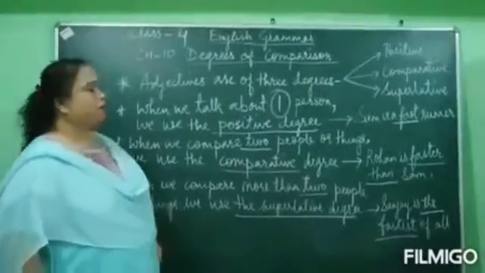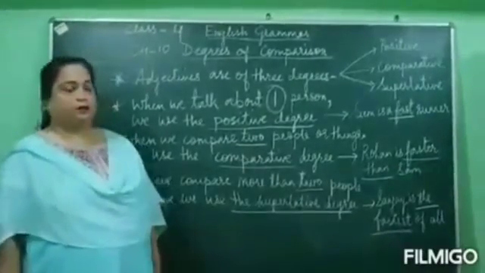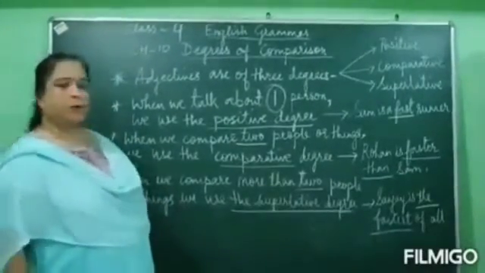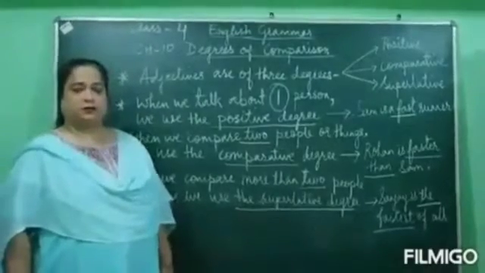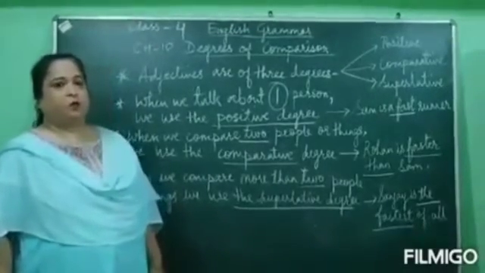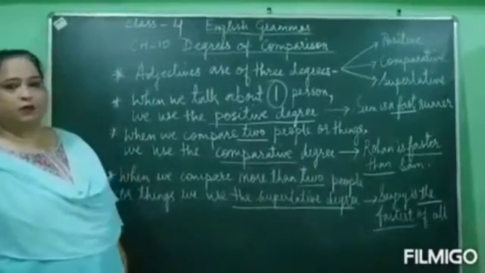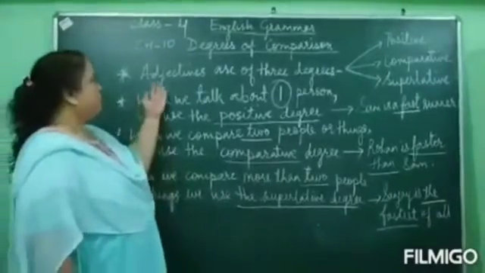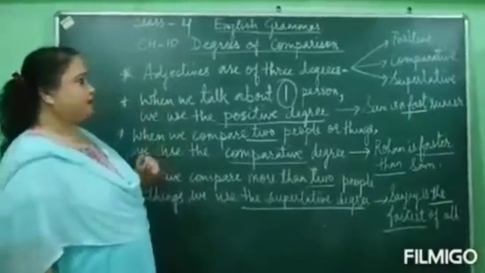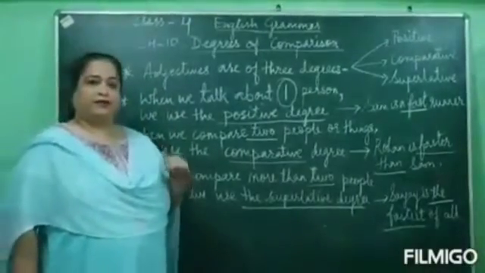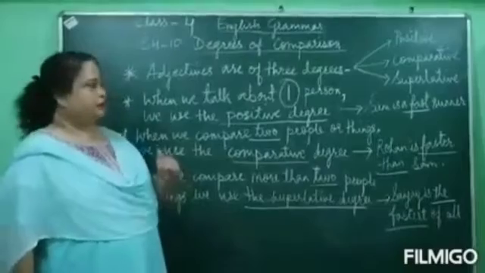Today we will be continuing and learning about the degree of comparison. So in the previous chapter we learned about adjectives and what they mean. Adjectives are words that describe a noun or a pronoun. So let us understand degree of comparison. Degree of comparison is divided into three parts.